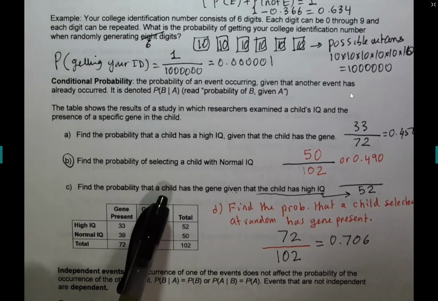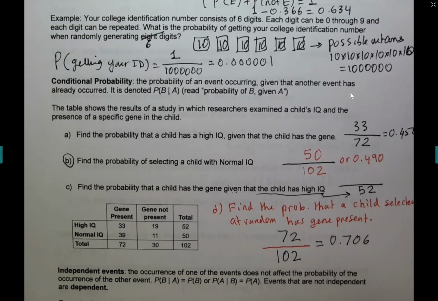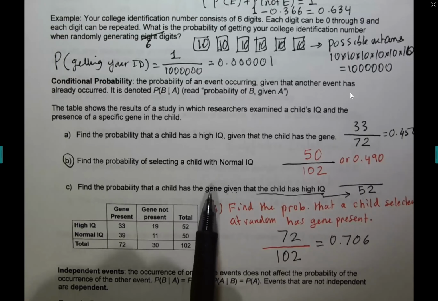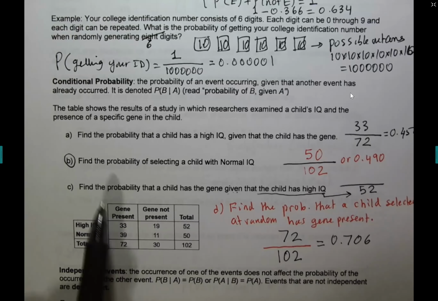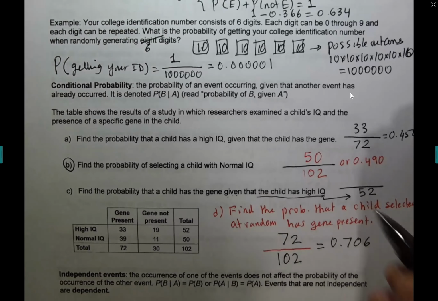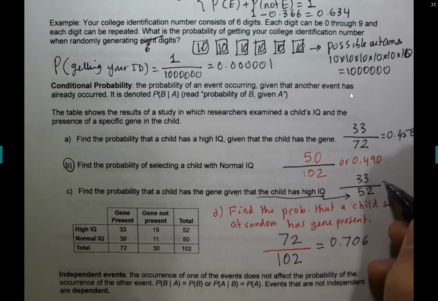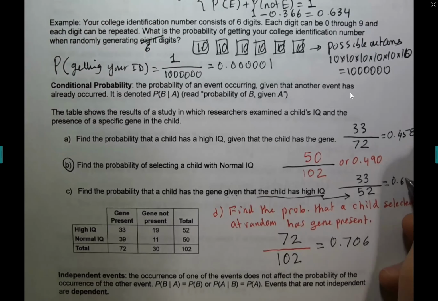Now, we want a child who has the gene and has a high IQ at the same time, because he forced us to select from the group of children who have high IQ. So how many children are there that have the gene and a high IQ at the same time? High IQ and the gene, where the two meet, guys? At 33 again. There will be 33 divided by 52. And if I divide that, I get 0.635 if you round to 3 decimal places.